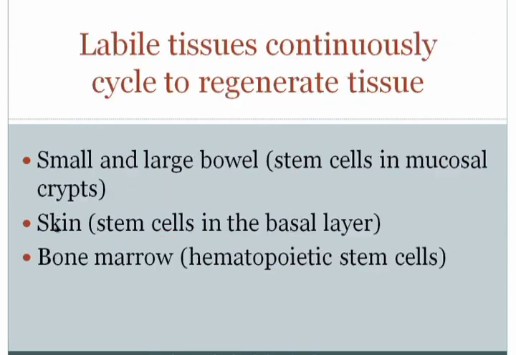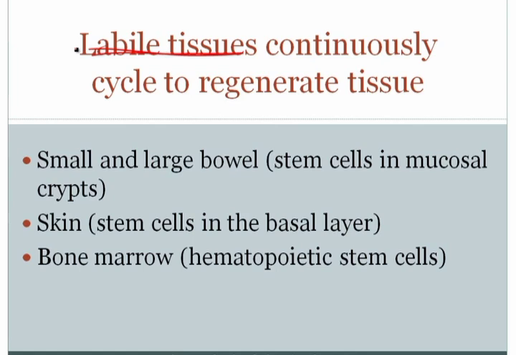The first type of tissue are called labile tissues. What are labile tissues? These are tissues that are constantly cycling. Basically, the tissue has stem cells, and the stem cells are constantly regenerating the tissue, just as part of our normal physiology. For example, our bowel is constantly regenerating. The skin is constantly regenerating. The red blood cells, the white blood cells, the platelets are constantly regenerating. So these are examples of labile tissues, and they have the ability to regenerate tissue when they're damaged.